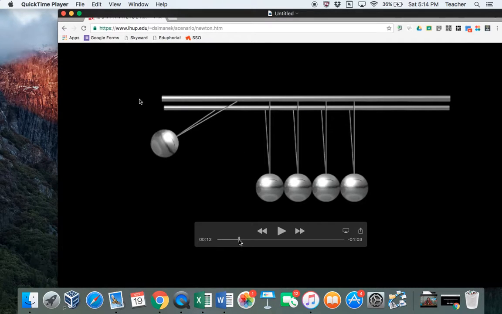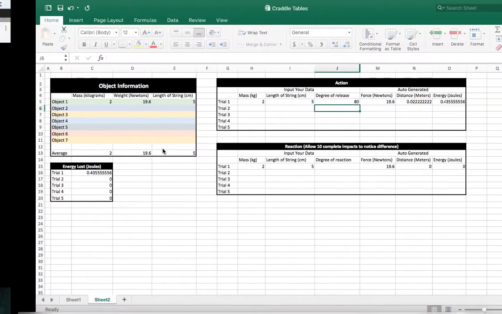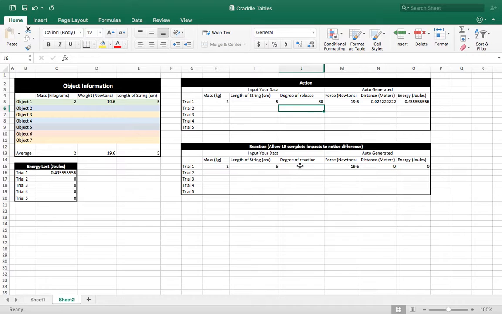Okay. Now using my protractor, 0, I have 60 degrees. So let's go back to the data table. The degree of the reaction was 60. My distance traveled was 0.016 meters.